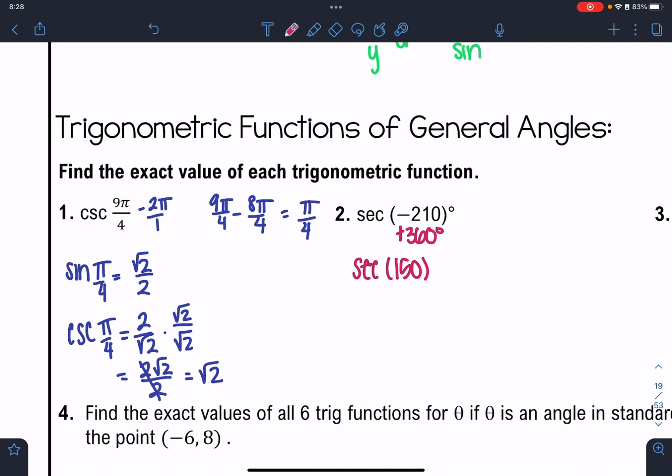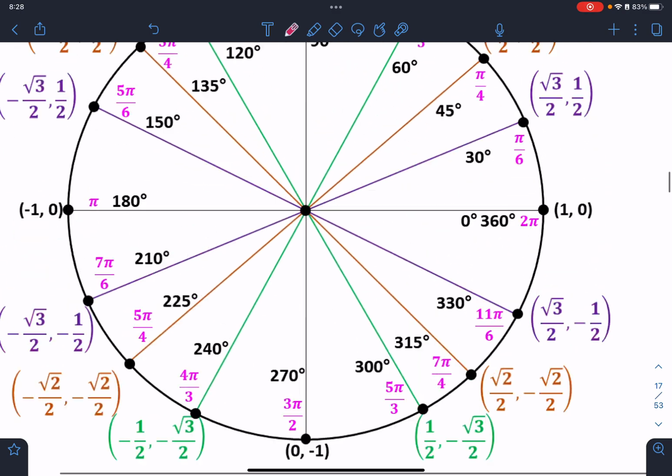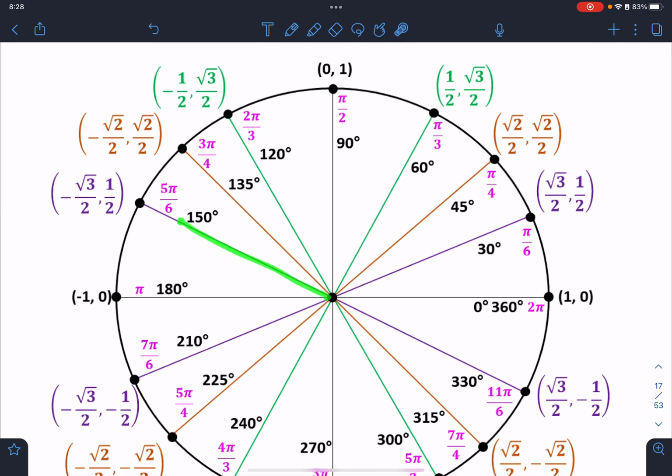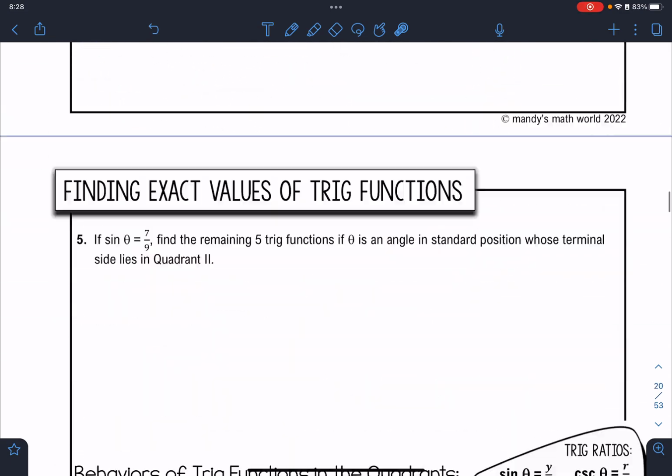Okay, so secant of 150. Remember, secant is the same thing as cosine, just flipped. So if I find what is cosine of 150, I can then flip that fraction over to help me figure out what is secant. So if I go to 150, the x value, because we're talking about cosine here, is negative root 3 over 2. So that's going to be cosine.